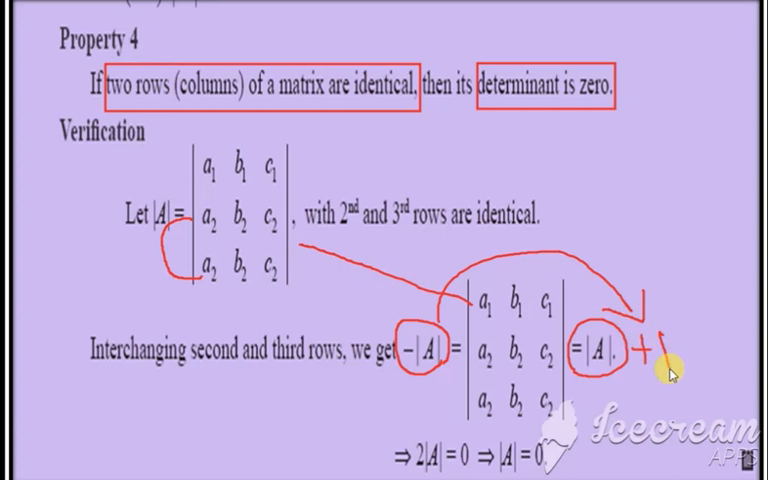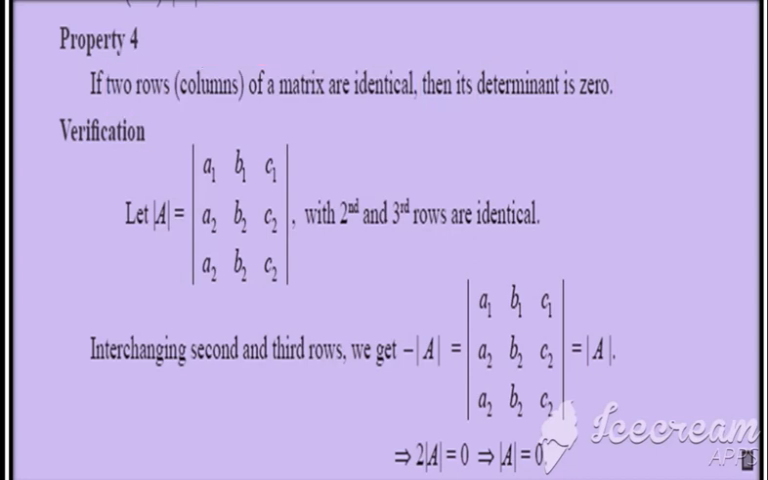So what will we get? 2 into determinant of A is equal to 0. So that is equal to 2 into determinant of A equals 0. So now the determinant of A value is 0. That's why, if any two rows or columns are identical, the determinant value is 0.